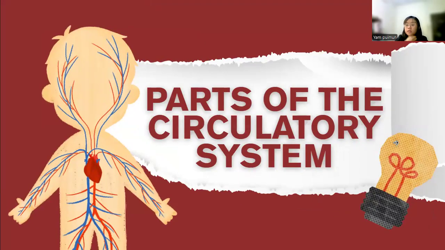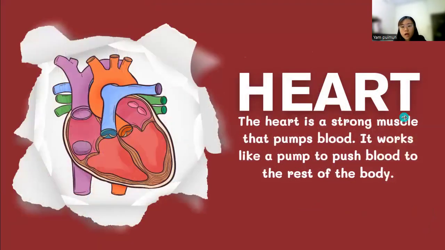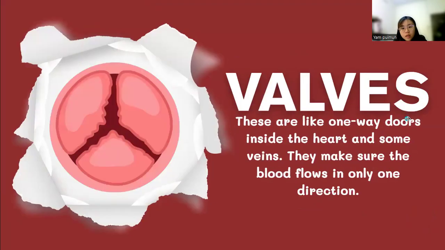Now we are going to discuss the parts of the circulatory system. So first is the heart. The heart is a strong muscle that pumps blood. It works like a pump to push the blood to the rest of the body under high pressure. Second, valves. Valves are like one-way doors inside the heart and some veins. They make sure that the blood flows in only one direction and prevent the backflow of the blood.